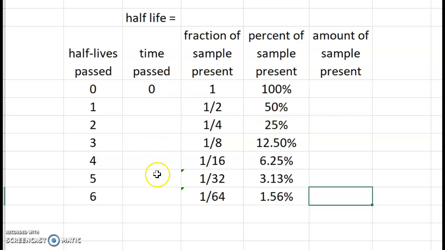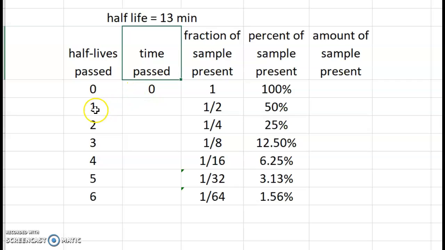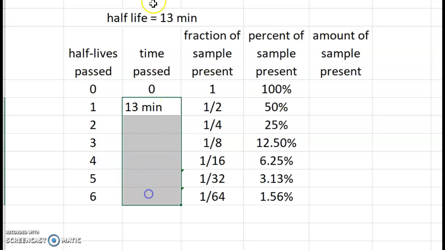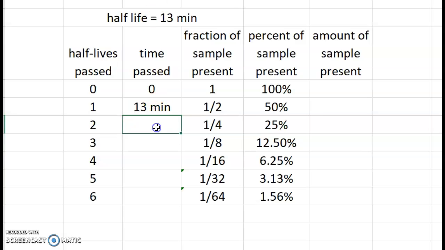These last two columns here, the time passed, you would have to know something about the half-life. You have to know how long the half-life is. And in many problems, that information is given to you. So I'm just picking a random number here. I'm going to say the half-life is 13 minutes. That means one half-life means 13 minutes has gone by. And each half-life that goes by is another 13 minutes. So I can just keep adding on 13 minutes each time.